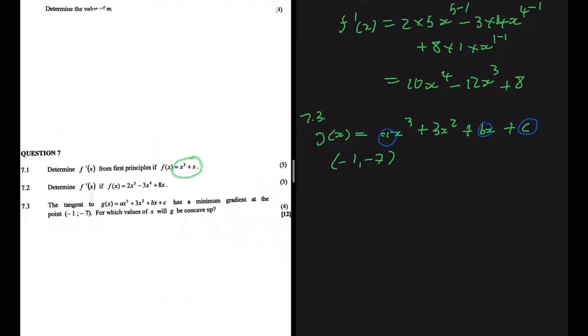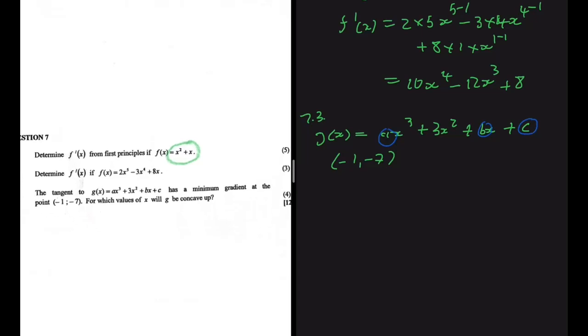So let's go ahead and look at our equation and see what we can do here. We can see here the tangent to g of x. Let's find the equation of that tangent. So g prime of x, we're trying to find the tangent to that graph, will be 3ax squared, just applying the power rule, plus 6x plus b, right? So now we have this tangent. Let's go ahead and substitute that point (-1, -7) and see what we can do here.